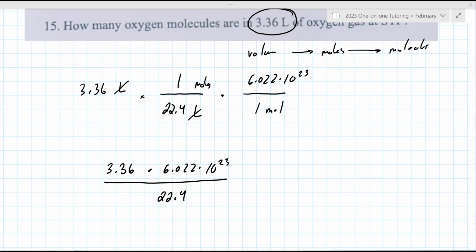So give that a try. I mean, probably the hardest part here is to put this into the calculator and make it work. I think you can do it.